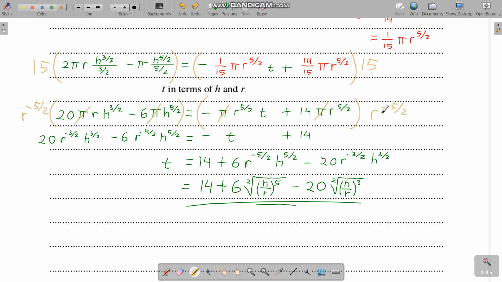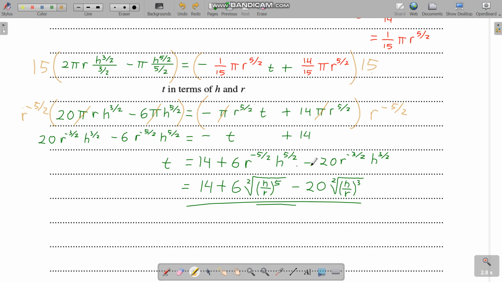Alright, the next step is to add t to both sides. Basically we move the t to the left, and at the same time we add this to both sides, and we subtract this from both sides, moving it to the right. In the simplest form, we can combine this. To the power of 1/2 means square root, and minus means in the denominator, so we can use h over r all to the power of 5 and then square root.